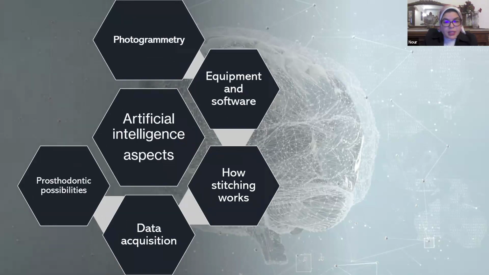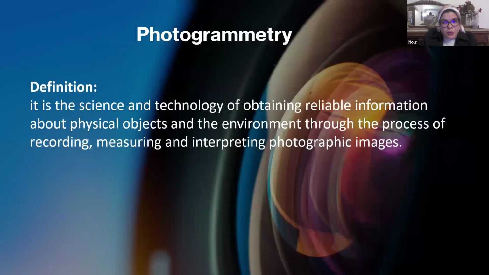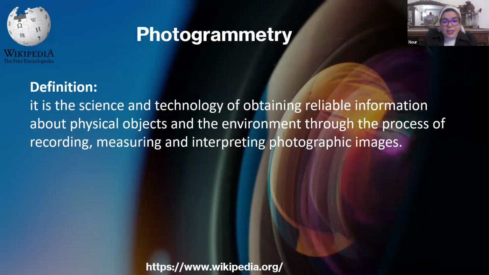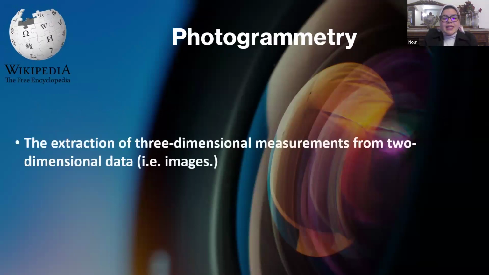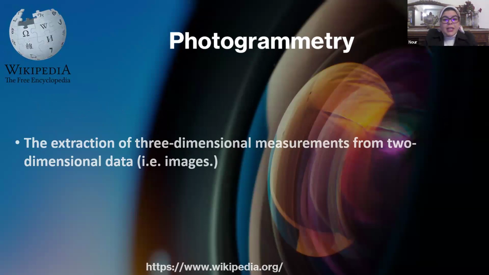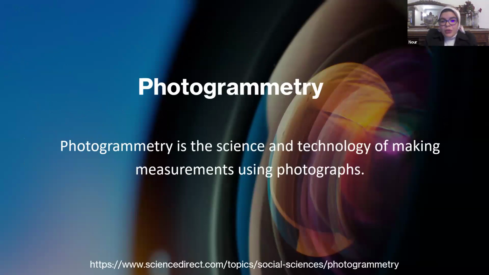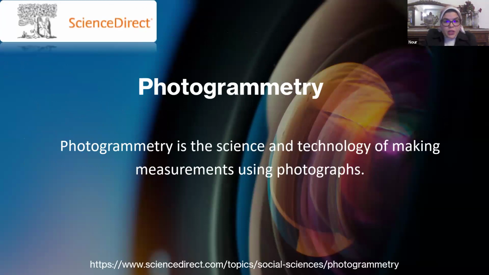So let's start. What is photogrammetry? Photogrammetry is the science and technology of obtaining reliable information about physical objects and the environment through the process of recording, measuring, and interpreting photographic images. In other words, it is the extraction of three-dimensional measurements from two-dimensional data. So it's all about the science and technology of making measurements through photographs.